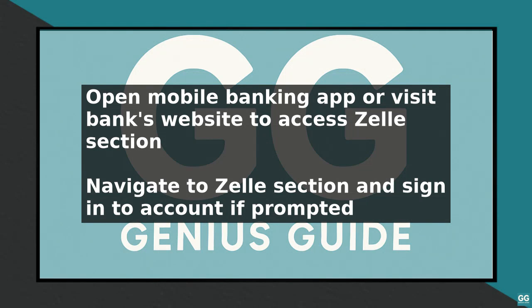To request payments using Zelle transaction history, start by opening your mobile banking app or visiting your bank's website. Navigate to the Zelle section and sign in to your account if prompted. Review your transaction history to find the specific payment you want to request.